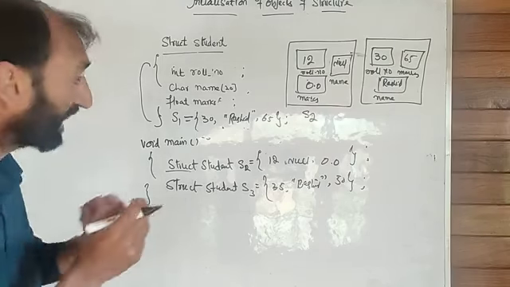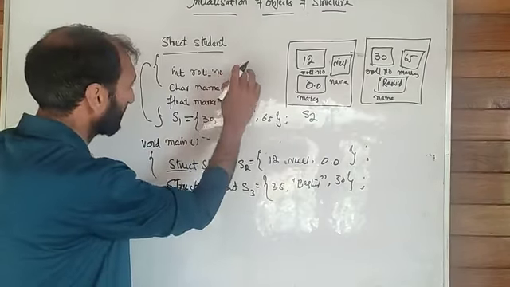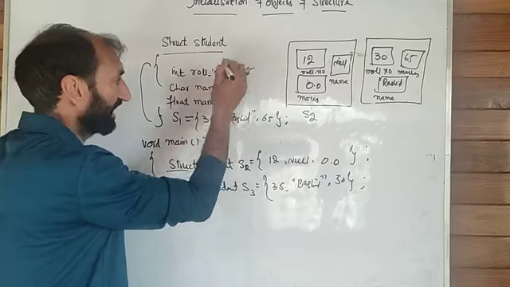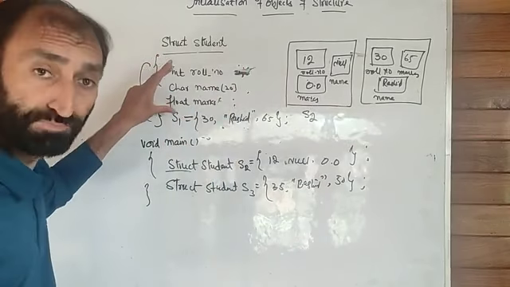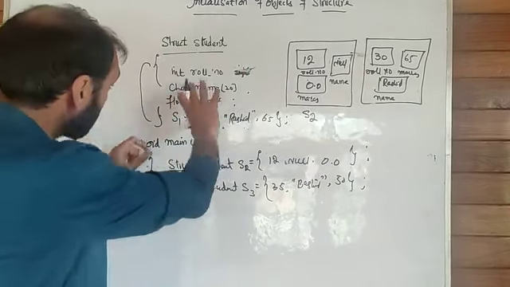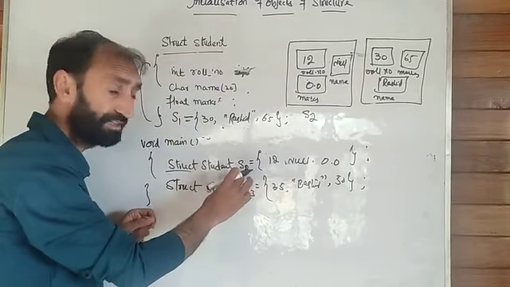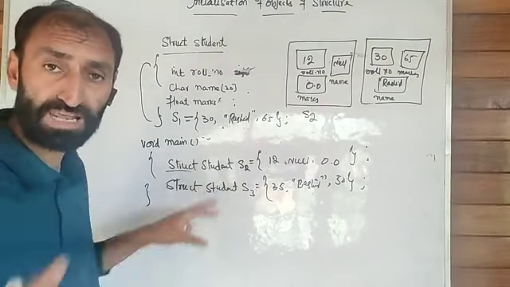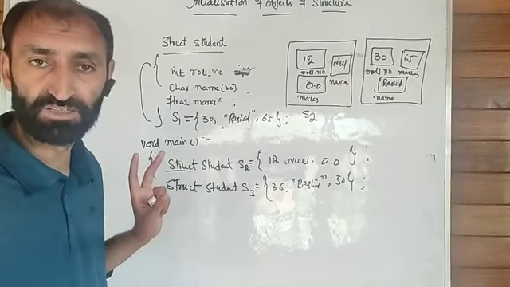Okay. We cannot initialize here directly. Here we cannot initialize roll number equal to 60. It is wrong. We cannot initialize the members of the structure directly. We can initialize the members of the structure through their objects, because whenever objects are created, the memory is allocated by the memory manager.